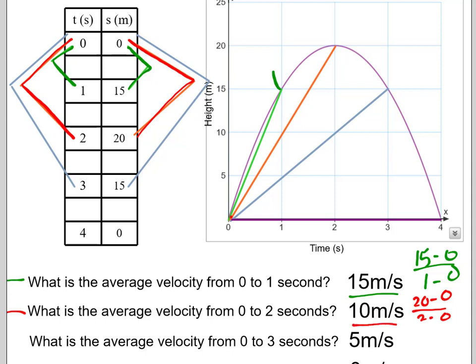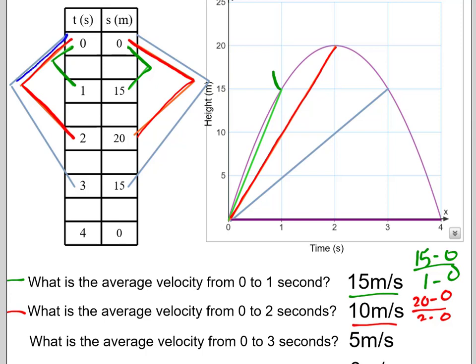But you'll notice on this line right here, it isn't that close to the purple anymore. It's quite a long ways away. And what you'll notice with our answer, it now says we're traveling at 10 meters per second, which is very different from the original 15 meters per second we found over the first second.